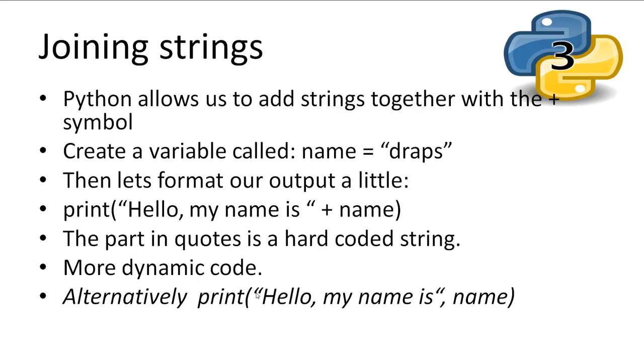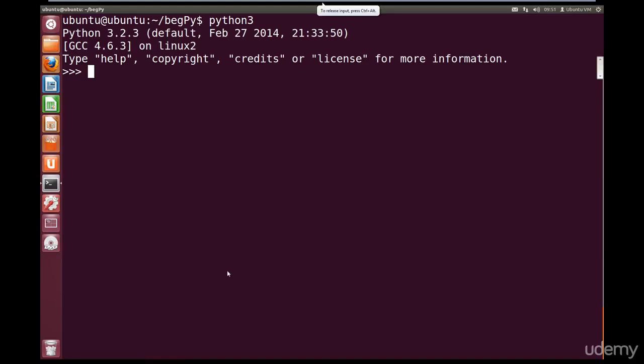So in the interpreter, we can create a variable called name, and let's set it to our name. So I'll come over to the interpreter, and we're going to create a variable called name, and we're going to make it equal our name. So open quotes, I'm going to do draps, close quotes. Okay, so now I've created a variable called name, and it has our name in it. So let's try and print it out.